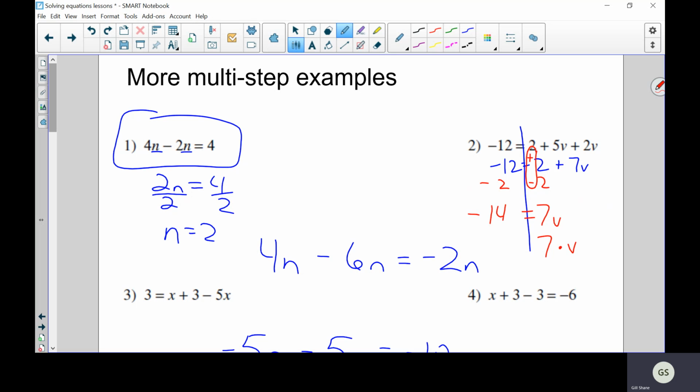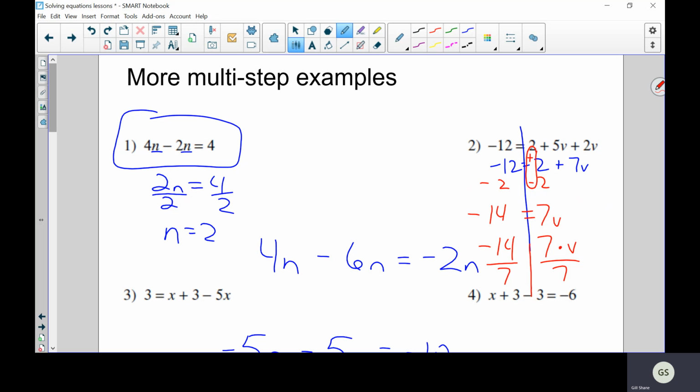So if that is being multiplied, I need to do the opposite math, just like it says on the sheet. Well, the opposite of multiplying by 7 is dividing by 7, and if I do it on one side, I've got to do it on the other side. 14 divided by 2. And then now if you divide that out, you get negative 2. So v equals negative 2 for number 2. So you can try to do, number 4 is super easy. You're just basically taking 3, subtract 3, and then x equals negative 6, so don't worry about that one. Try to do number 3.